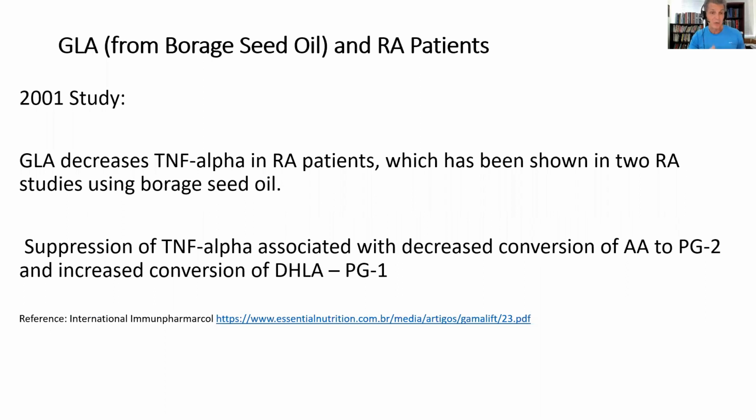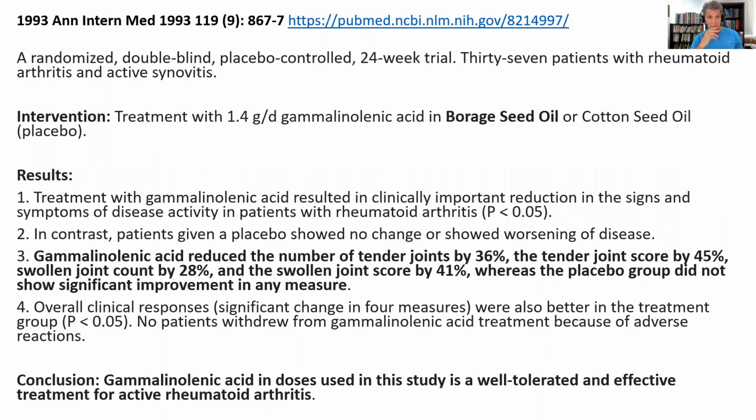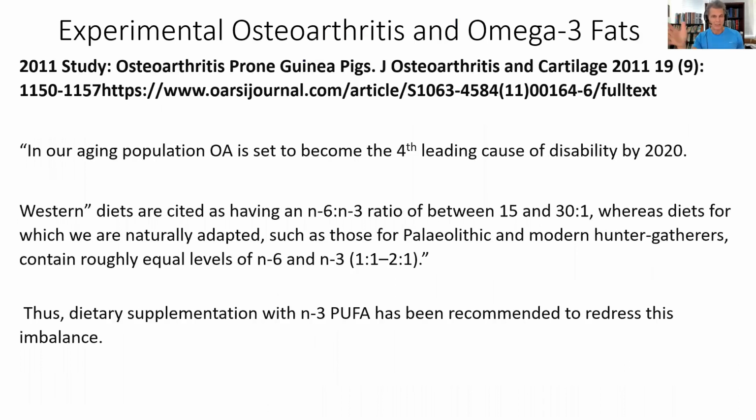In terms of borage seed oil and rheumatoid arthritis, there are studies showing that gamma-linolenic acid can also be helpful to tone down the inflammatory response. It's not all about fish oil, and it's not all about flaxseed oil, but borage seed oil needs to be on your radar as well. One of the early studies using borage seed oil dates back to 1993, showing decreased tender and swollen joints, and significant improvement when gamma-linolenic acid was given via borage seed oil versus cotton oil as the comparator.